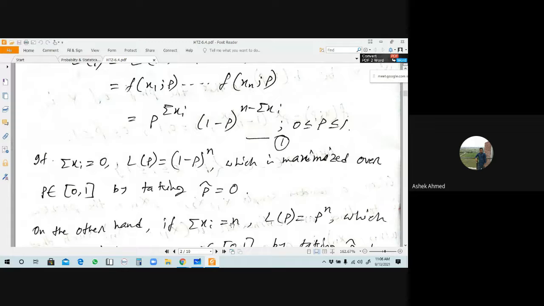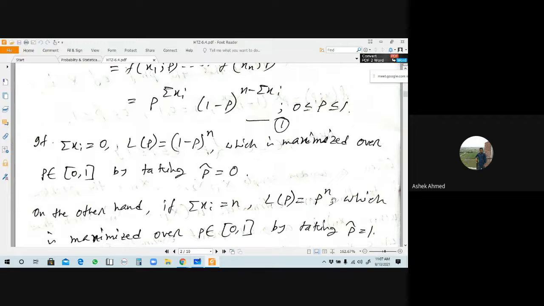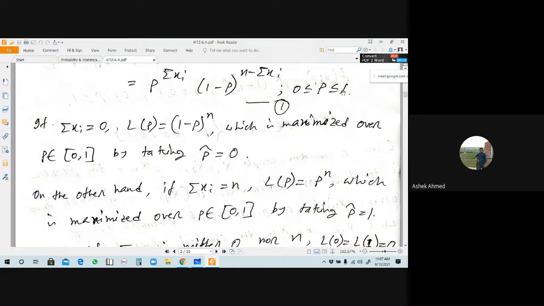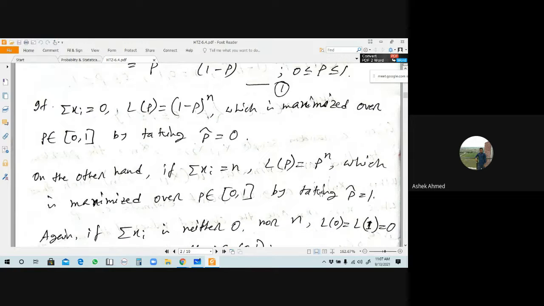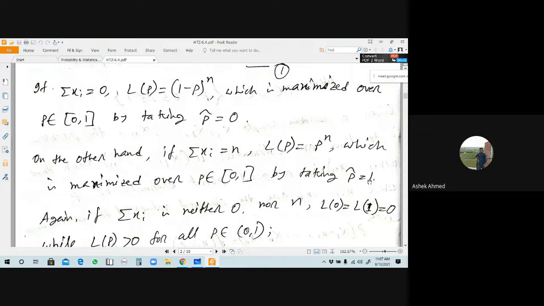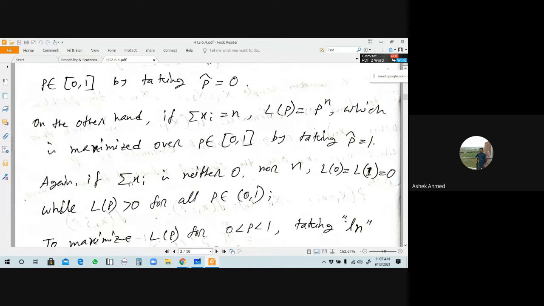summation of xi is n. The summation of xi is taken as n. Okay, n minus n means 0, so this term will be omitted, and only p to the power n will remain. Since the values of p is 0 up to 1, for which value of p will that be the maximum value? In that case if you take p equals to 1, p is 1, that will be 1 to the power n, meaning 1 is obtained. Okay, this is the concept.